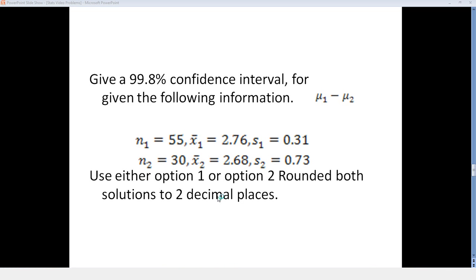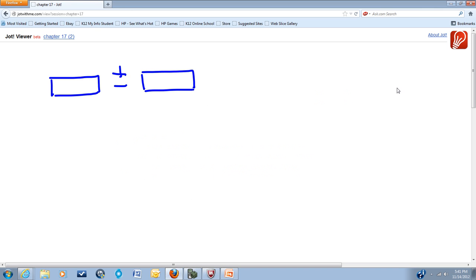Give a 99.8% confidence interval for mu1 minus mu2 given the following information. And here we have sample size, x bar, and standard deviation from each of our two samples. And it says we can use either option 1 or option 2 and round both solutions to two decimal places. Now in this case, we're going to give our answer in the following format.